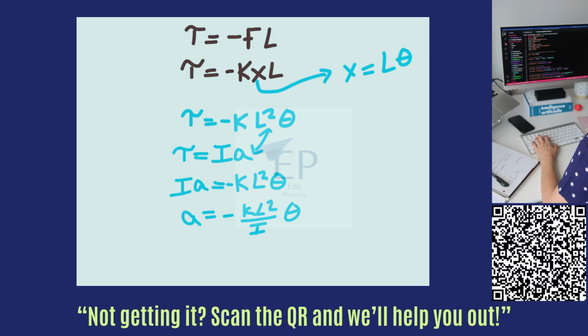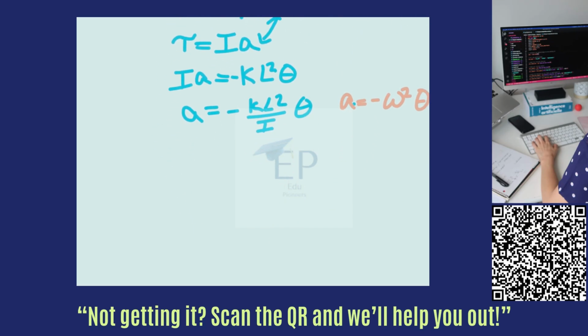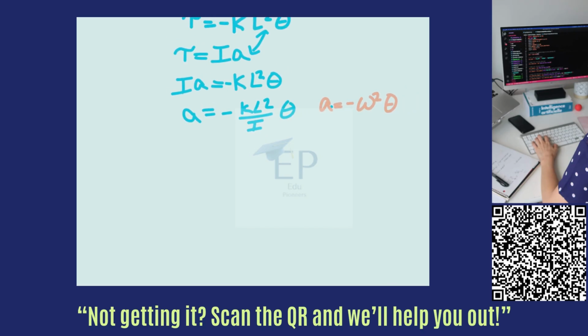All right, this is still simple harmonic motion, so A can again be substituted out, where A equals negative omega squared times theta, and we can then substitute that in for acceleration, and when we simplify, we will end up with omega equals the square root of k L squared divided by I.